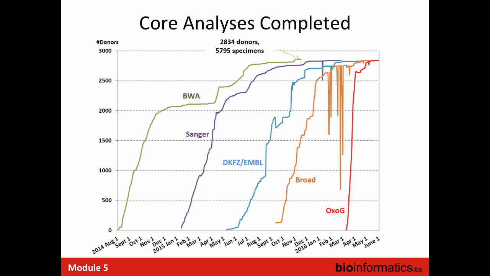So where are we today? We have actually finished all our analysis, but as you can see, we had that burst of BWA alignment, and then the three core pipelines actually start at very different times. And so that's why we had this gradual flow of completion over 2 years' time.